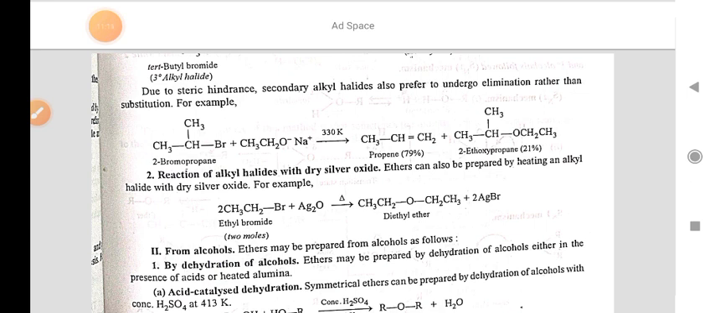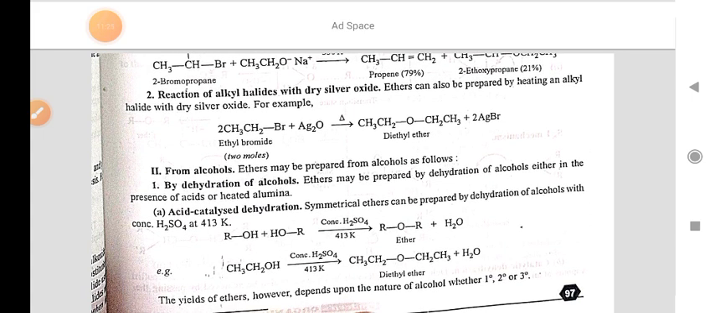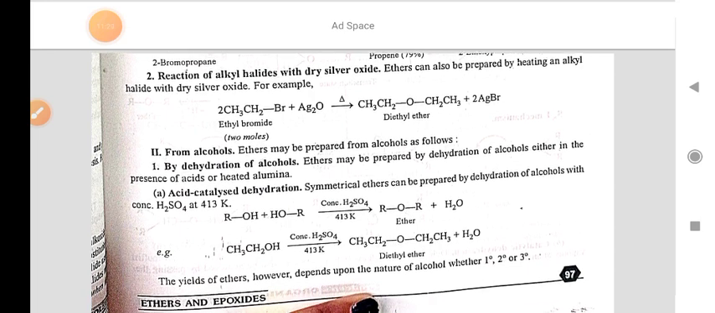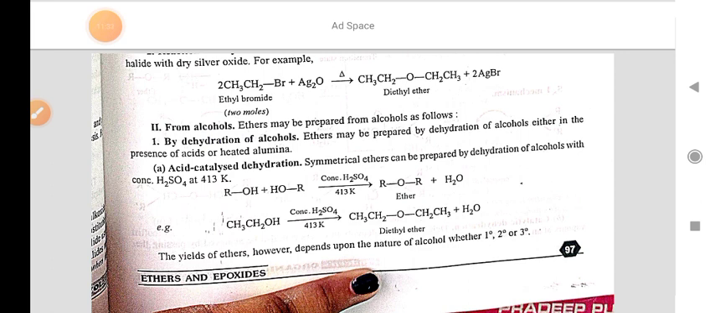Reaction of alkyl halides with dry silver oxide: ether can also be prepared by heating an alkyl halide with dry silver oxide. For example, ethyl bromide plus silver oxide gives diethyl ether plus silver bromide.